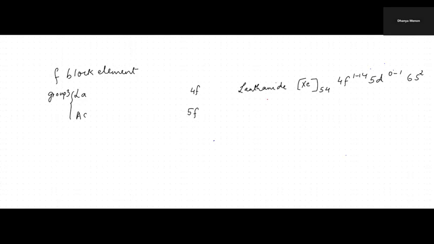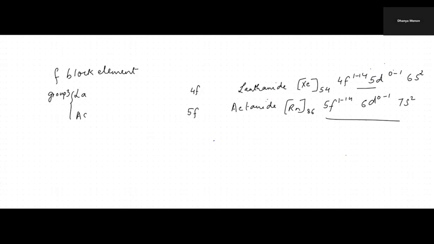Okay, so this is for lanthanides. And for actinides, it is Rn 5f 1 to 14, 6d 0 to 1, 7s 2, 1 to 2. So these are the general configurations of the lanthanides and actinides from the experiments.